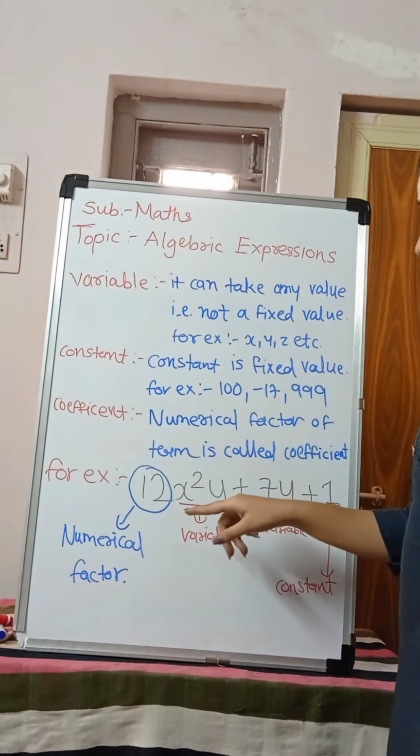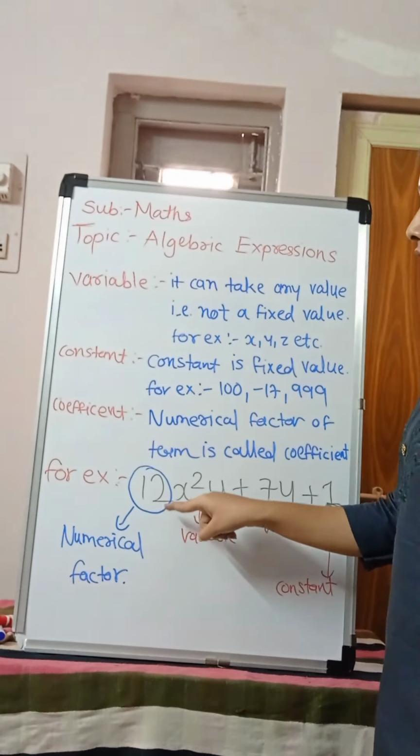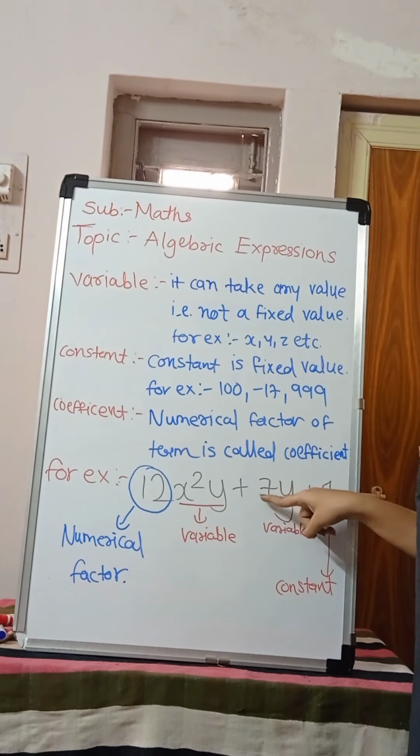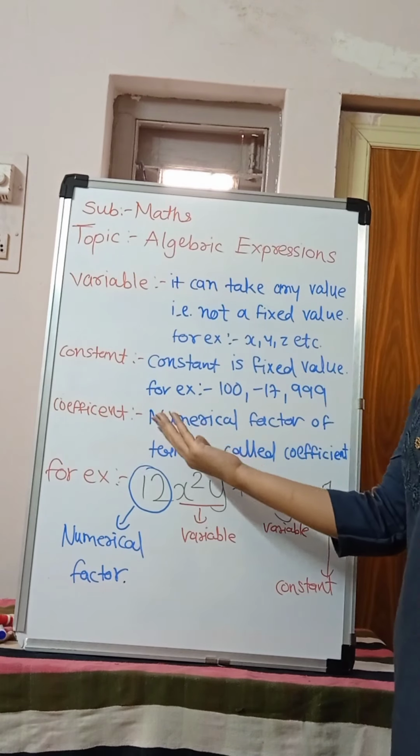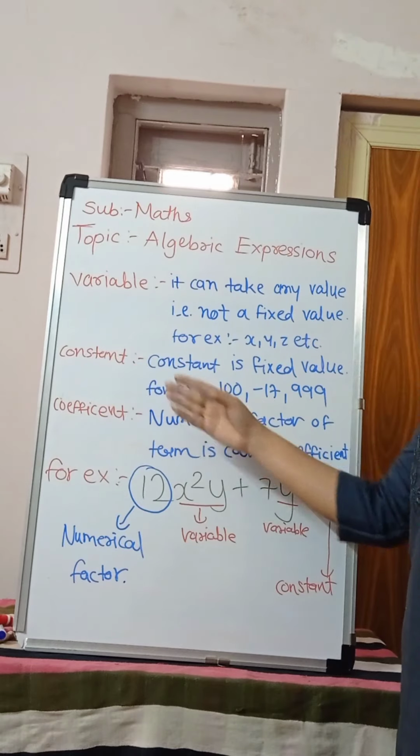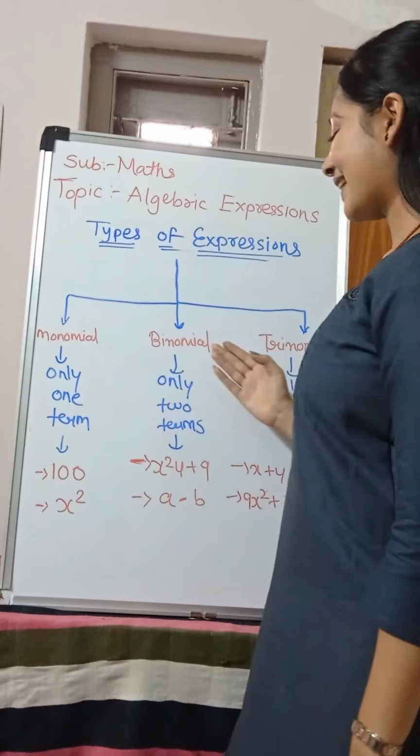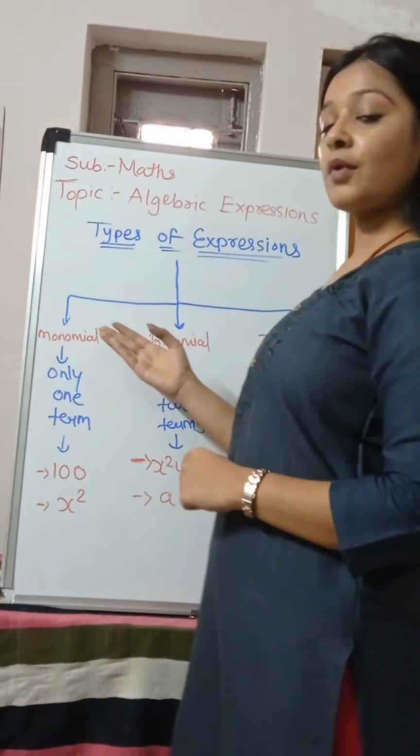So 1 is the constant value of this whole expression. Now coefficient. In the first term the numerical factor is 12 because x and y are the algebraic factors, and the coefficient of the term 7y is 7 because 7 is the numerical factor. For 1 we don't have any variables, so 1 is our constant term. Now the types of expressions. Firstly we have a monomial, secondly a binomial, and thirdly a trinomial. Let us start with the monomial.